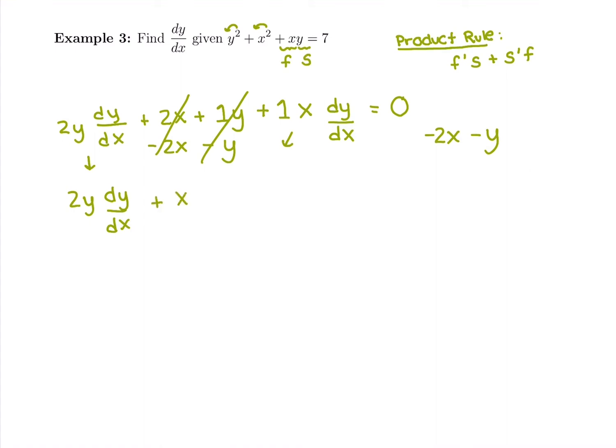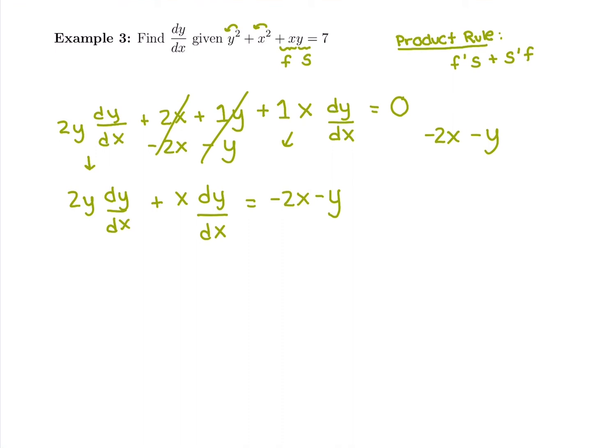So I go through and I decide, do I need to keep or move each term? So I kept the 2y dy dx plus x dy dx, or 1x dy dx if you want to write the 1, equals, on the right I had a 0, and I subtracted over 2x minus y. And again, that 0 came from taking the derivative of 7. So don't forget to take the derivative of the right side, even though it was much easier than the left side. Don't keep it a 7, take the derivative of 7 to be 0.